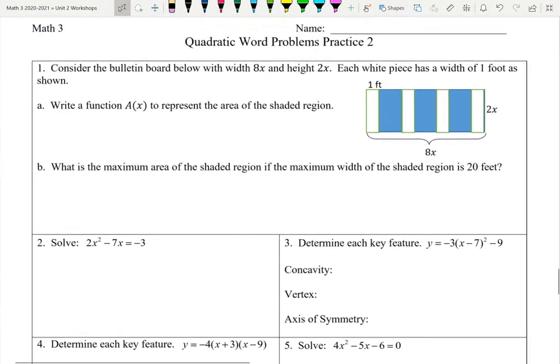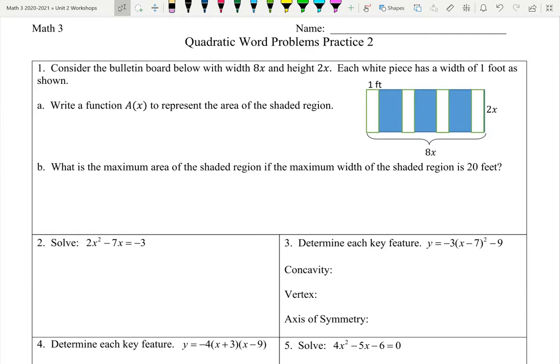All right, we're designing a bulletin board here. It has a width of 8x, a height of 2x. Notice how it's drawn out, hence why the visuals always help you. Sometimes you're given a diagram, sometimes you're not. But you could imagine, this is what you're thinking about. Each white piece has a width of 1 foot as shown below. Okay, we need to find the area of the shaded region, and you can imagine this is what's not going to be covered by the white piece.